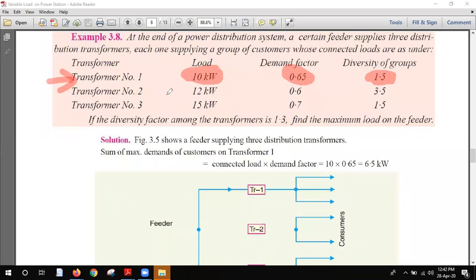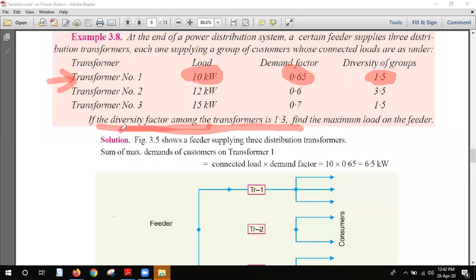So in this way three transformers are given, and these transformer lines also do not have their maximum power at the same time. That's why the diversity factor among these transformers is also given. Suppose the number one transformer has maximum power 10 megawatt, the second 12 megawatt, the third 15 megawatt, but these three are not working at the same time, or do not have the maximum demand at the same time.